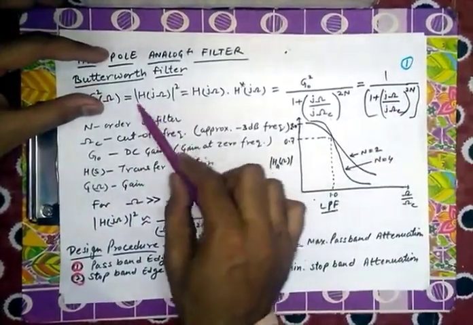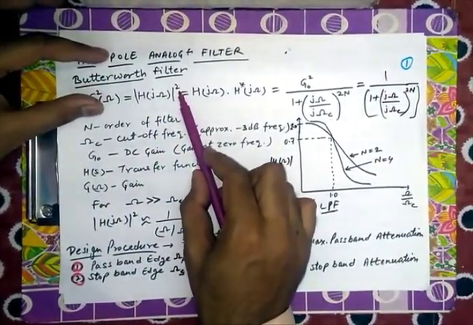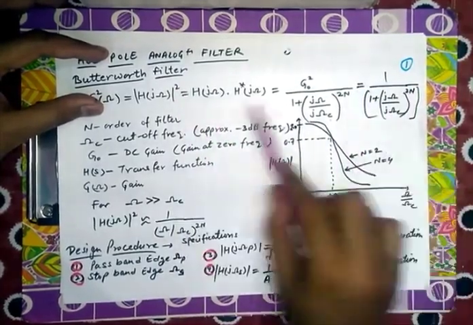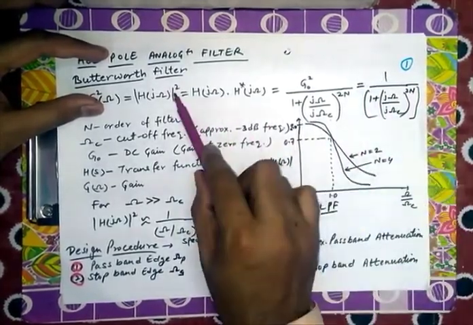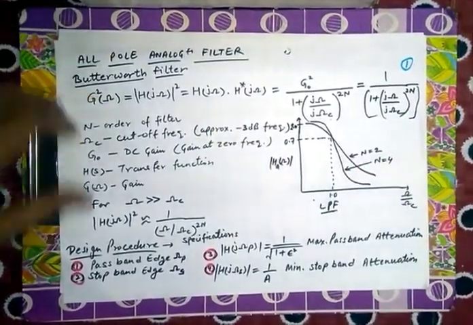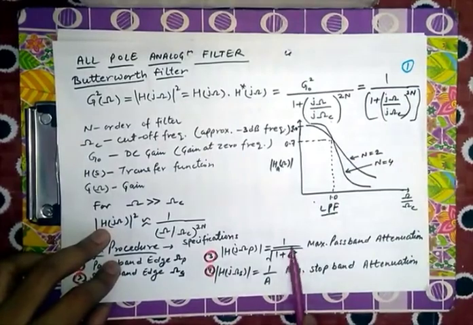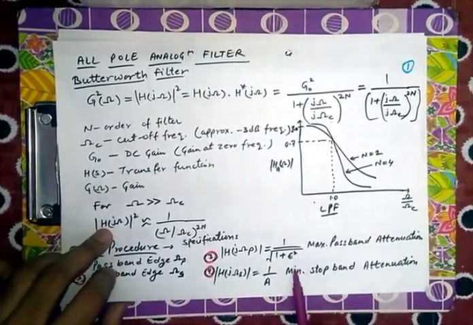You have noticed that it is squared. When the square root is to be taken out, then it should be under a root. This square can be released by a square root here. So that is what comparing H(jΩ) from here gives: the square root value, and H(jΩ) equal to 1 upon the square root of 1 plus epsilon squared.